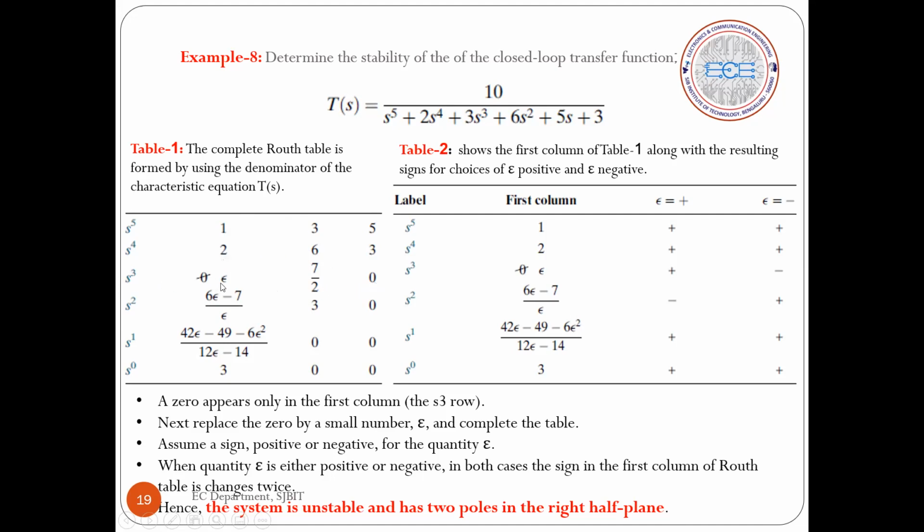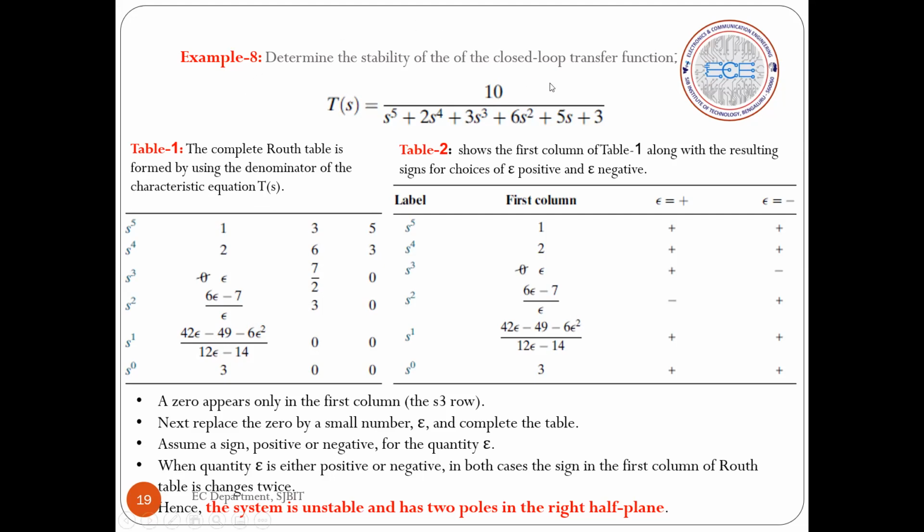While computing this s power 3 row, the first element becomes 0. What to do? Replace that 0 with a very small positive value, epsilon. We have taken epsilon here and computed the other elements: I got 7 by 2 here, and here I am getting 0. And again, based on this epsilon and 7 by 2, we have computed this term and filled up the table according to the formula which we have discussed. So now what is the question?